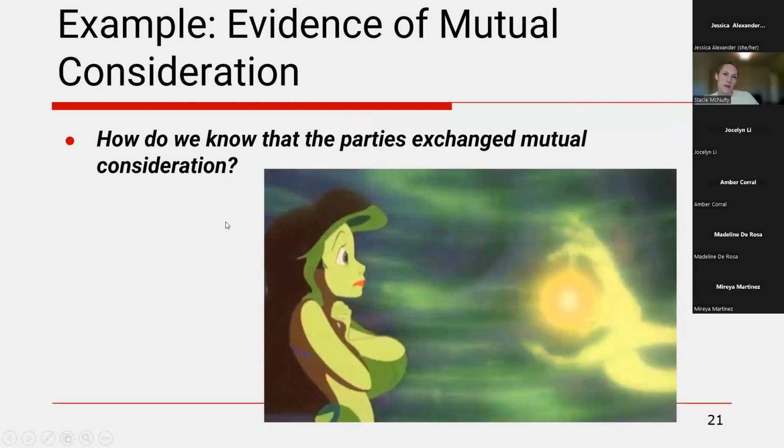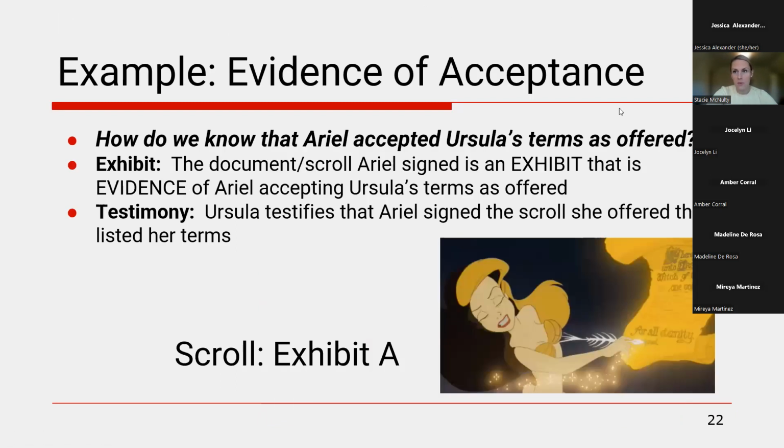So here's also an example of evidence of the consideration. How do I know that the parties exchanged, that there's consideration, that someone got something? I would ask Ursula, did you get Ariel's voice? And she would say, yes, I got this glowing ball that I kept in a shell on my neck. So that's saying, okay, Ursula got that consideration. Did you turn Ariel into a human? Yes. So they're exchanging these things. I'm sorry, those are out of order.